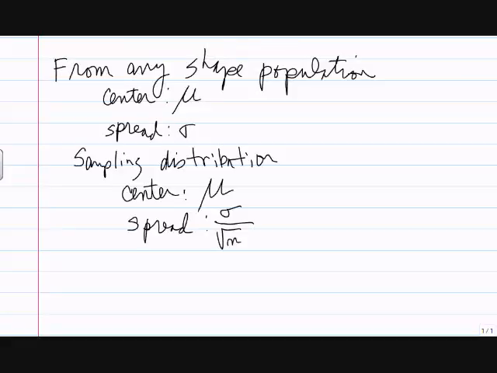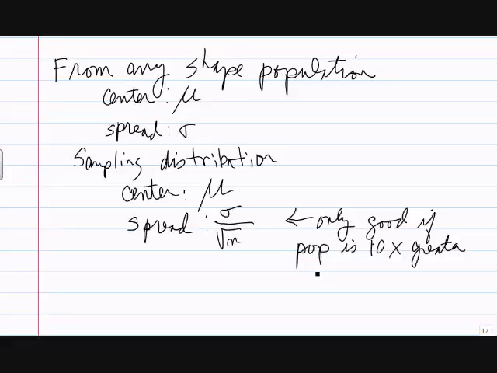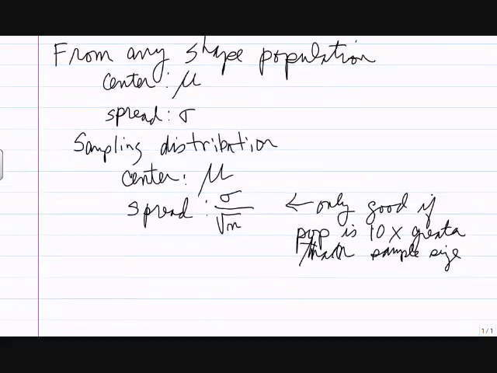This calculation for spread is only good if your population is 10 times greater than the sample size. Okay, so that's important to check. We have a different calculation for standard deviation if the population is smaller than that, but we actually don't have to learn that one.